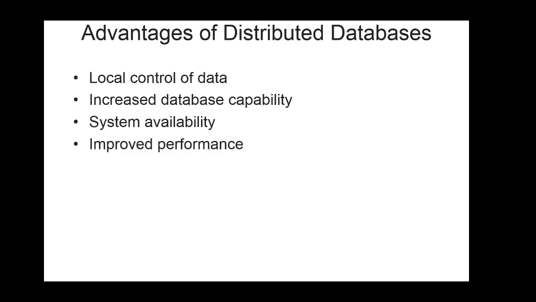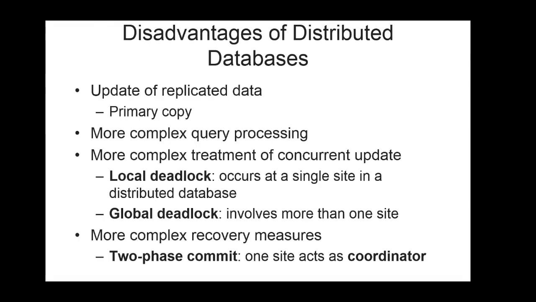Now let's look at the disadvantages of distributed databases. The first disadvantage is the update of replicated data. Replicating data can improve processing speed and make sure that the overall system remains available, even when the database at one site becomes unavailable. However, as we said, replication can cause update problems.